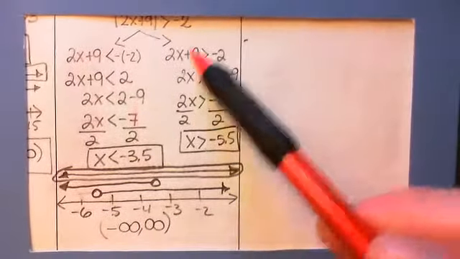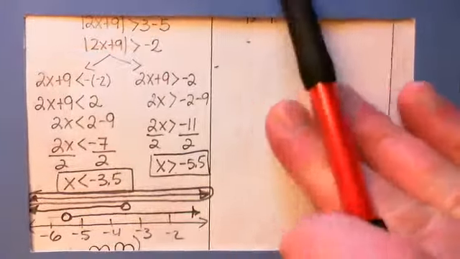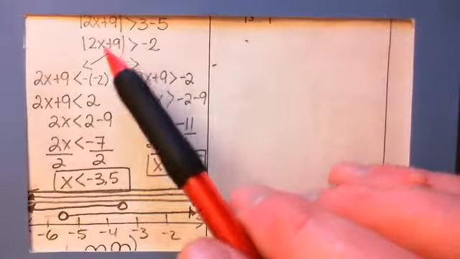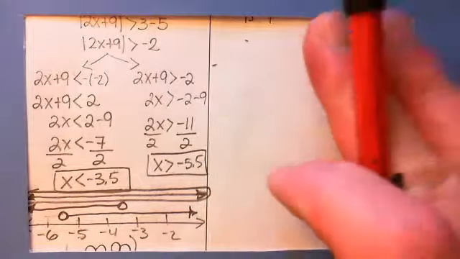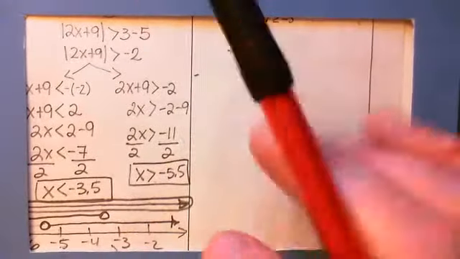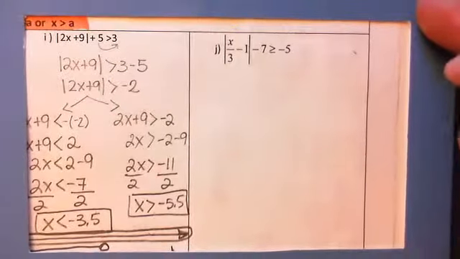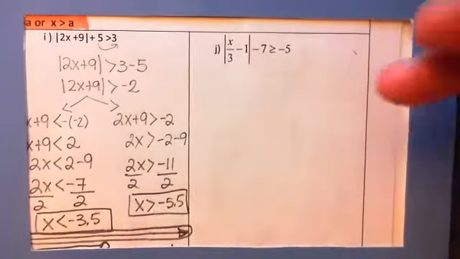We didn't really have to do this part, because if you really think about this, absolute value is a positive number, and a positive number is always greater than negative 2. So whenever you see a negative number, make sure you take into consideration that those can be special cases. Okay? All right, one last problem here.